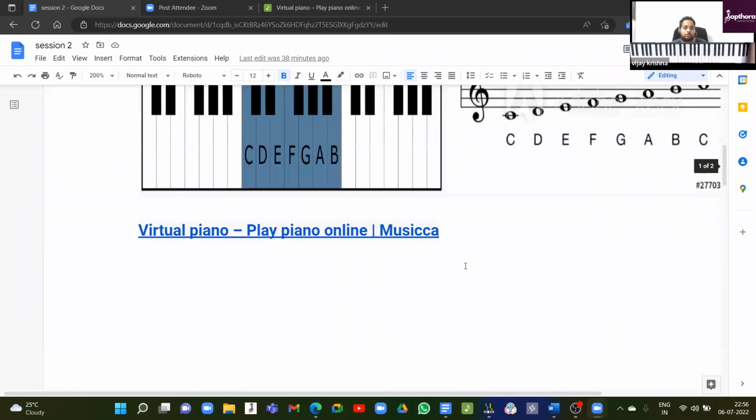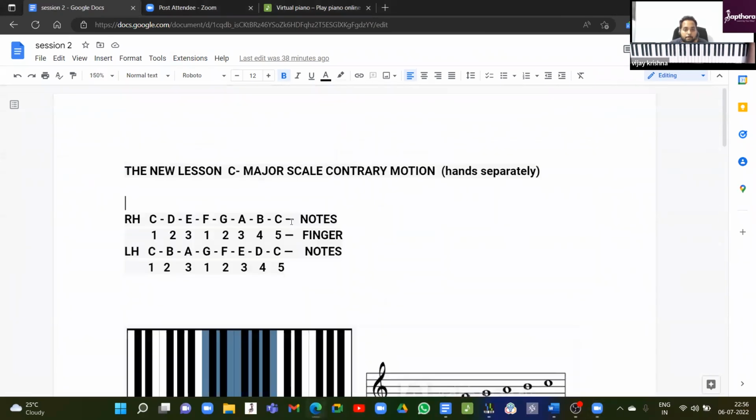So these are our intervals, the second topic for today. Hope you understood the lesson properly. Here I'm going to show you one more time the lesson with the pictures. This is the lesson, C major scale contrary motion, and this is the right hand alphabets with the finger numbers below, and the left hand alphabets with the finger numbers below. These alphabets in the scale will be counted as numbers.